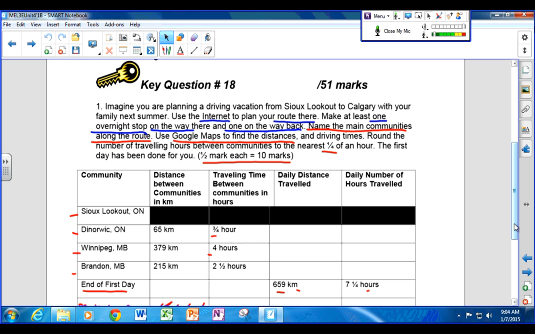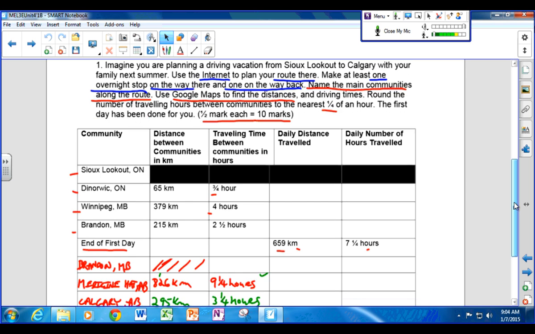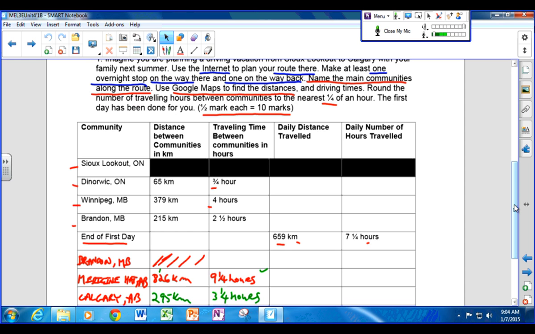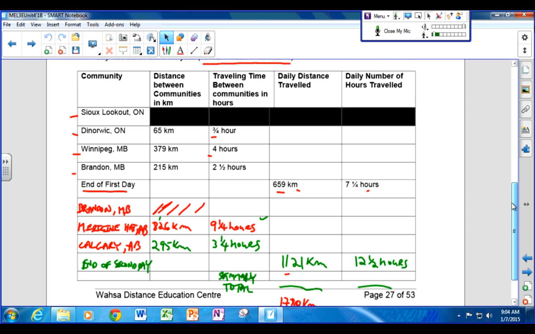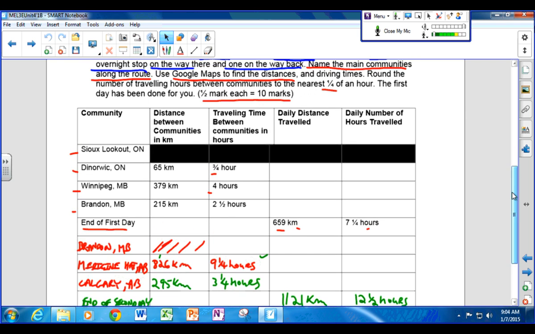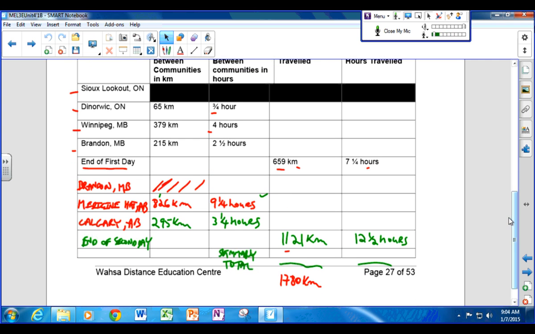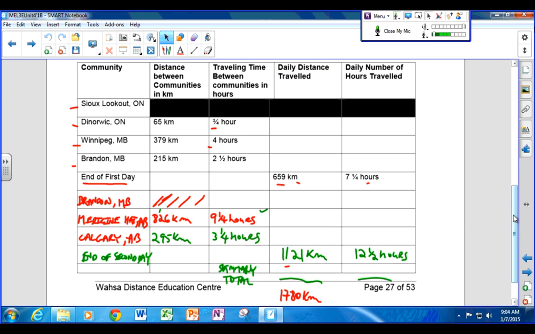And then they said to round the number of traveling hours between communities to the nearest 1/4 of an hour. What we noticed there was the two that I rounded both got rounded down. So there's a bit of inaccuracy doing that. That's one of those cases where it doesn't seem to be working out, because normally when you round, some items get rounded up, some get rounded down. So you can ask yourself, is that the right way to do it? Would it be better to have the time be too long on your chart rather than too short? So just something to ask yourself as you're doing these.